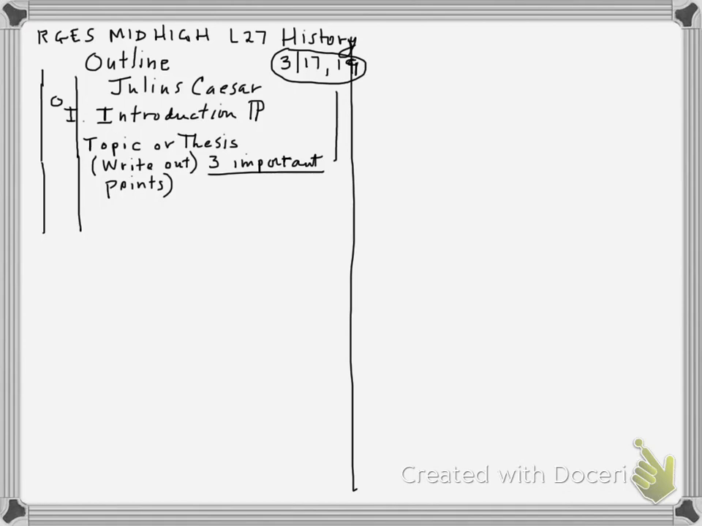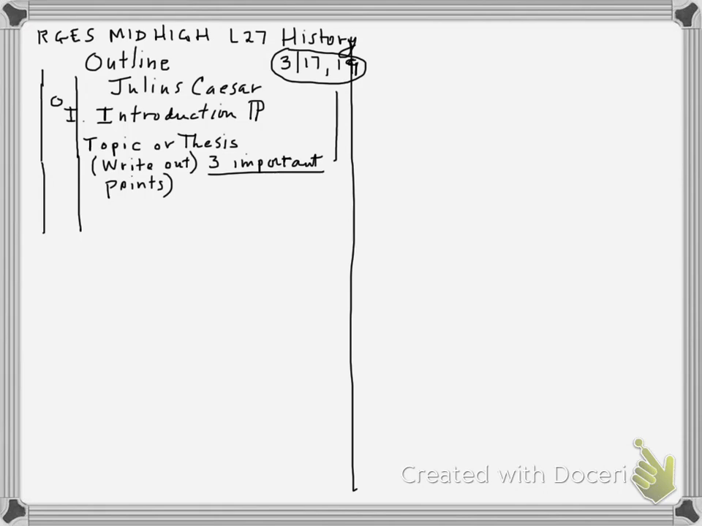For instance, for Julius Caesar, as you look through your note cards, or if you have a different topic, let's say you're doing one on Hannibal, or life in Rome, or Greek gods and goddesses, look through all of your note cards and find the three most important details that seem to be the key points of your person or your topic.